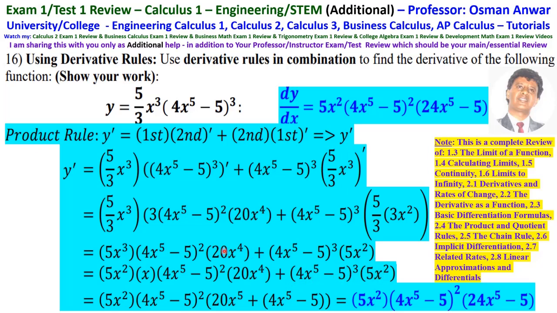Then from here we can factor out 5x squared. We can also factor out (4x to the 5 minus 5) all squared. Then what is left in the first one is 20x to the 5. In the second one, what is left is 4x to the 5 minus 5. Then this becomes 5x squared times (4x to the 5 minus 5) squared times (24x to the 5 minus 5).